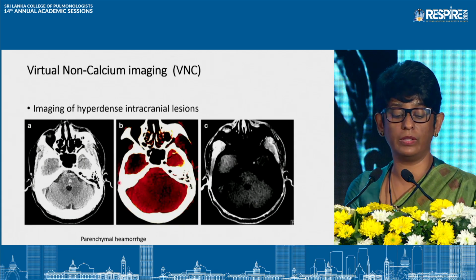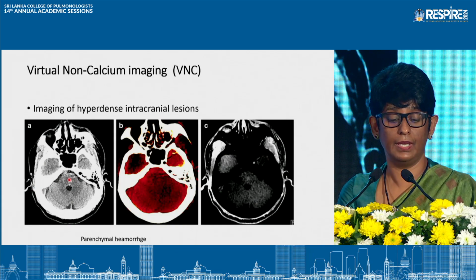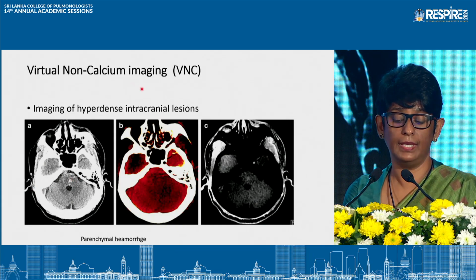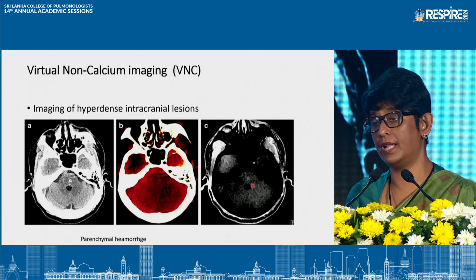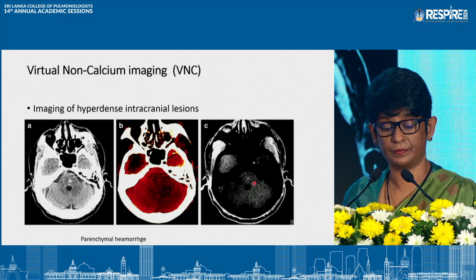Similarly, this patient also had a similar lesion in the brainstem. VNC was applied, but we can still see the focus of high density. So that means this is not calcification, this is a bleed.